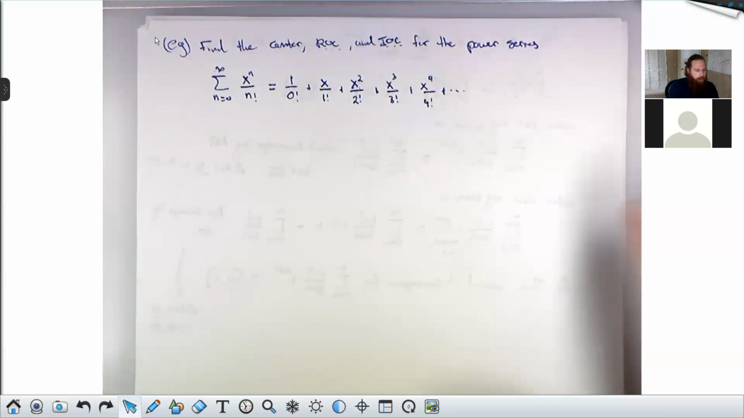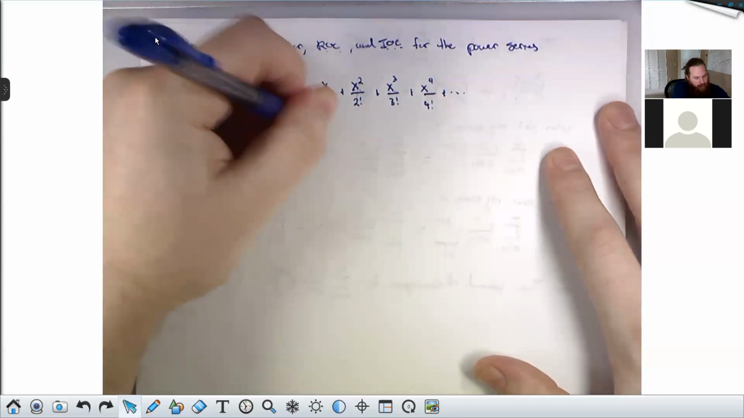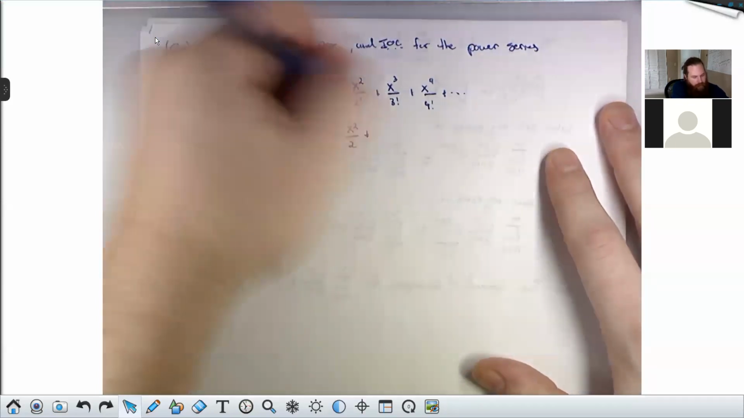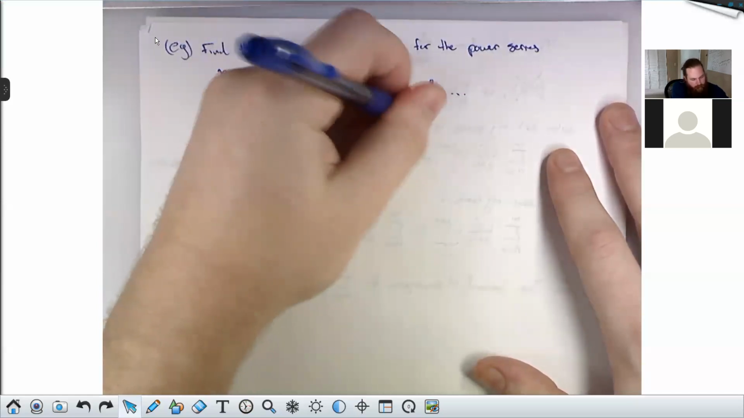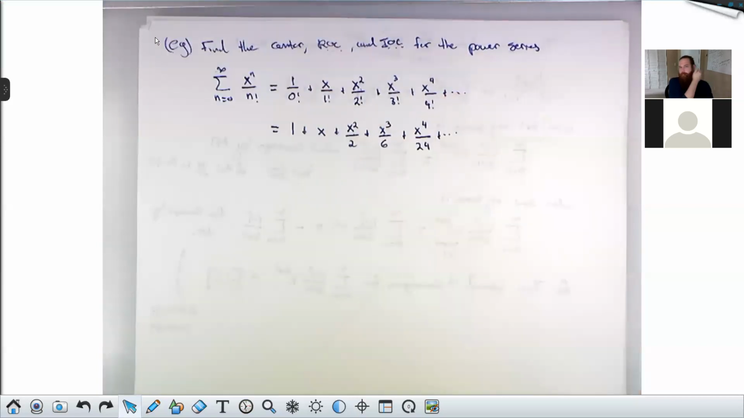0 factorial is 1. So we can write this out. This is 1 plus x plus x squared over 2 plus x cubed over 6 plus x to the 4 over 24, and so on. So it turns out that for reasons I'll be able to explain when we get to section 11.10, this is the series for e to the x.